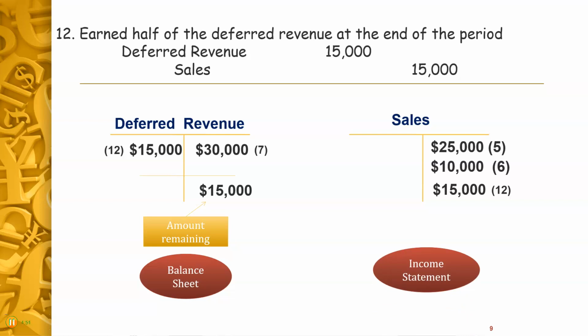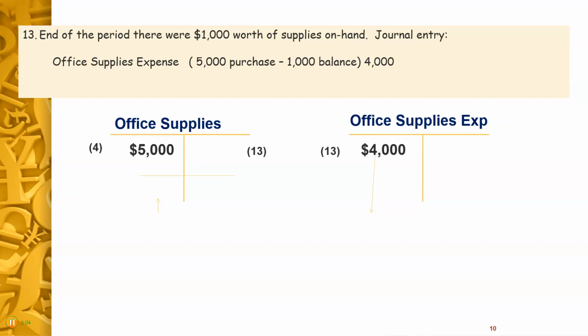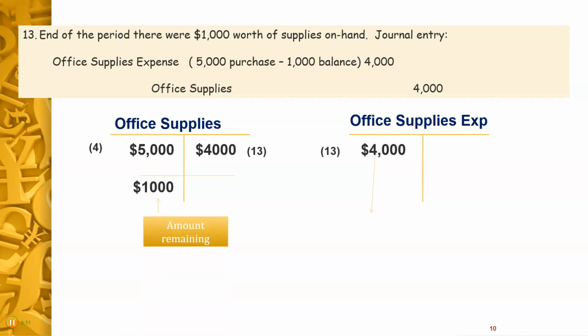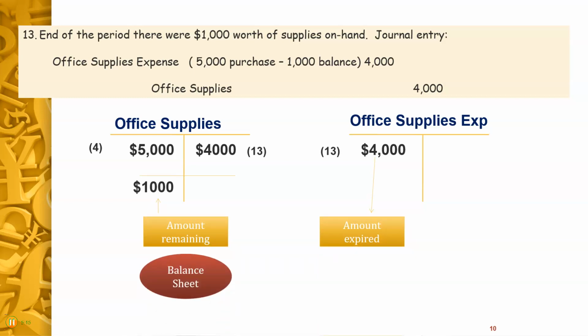Now we're going to look at our supplies. Assume that at the end of the month, we only have $1,000 worth on hand. So our journal entry is going to be to book the expense. Expense is going to go up, and our asset, office supplies, will decrease. So the balance sheet is going to show the $1,000, the amount remaining, and the amount that expired becomes an expense, and it's going to go on the income statement.